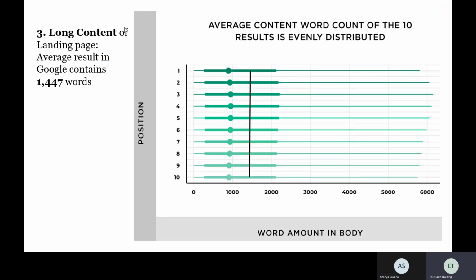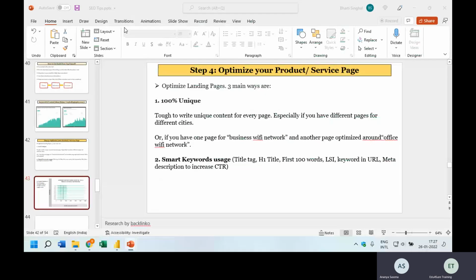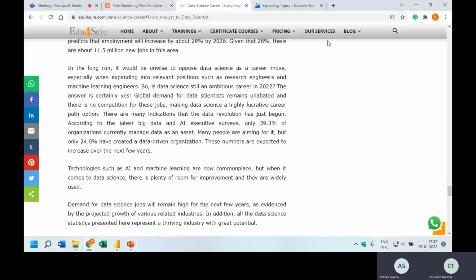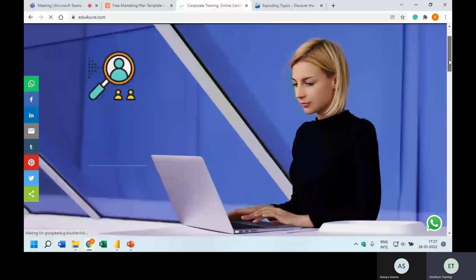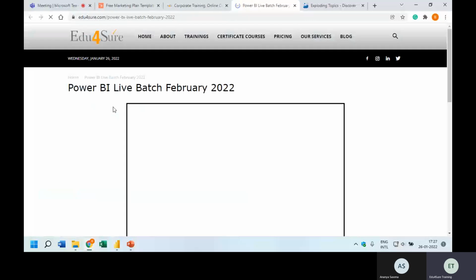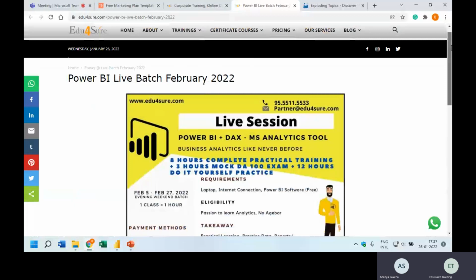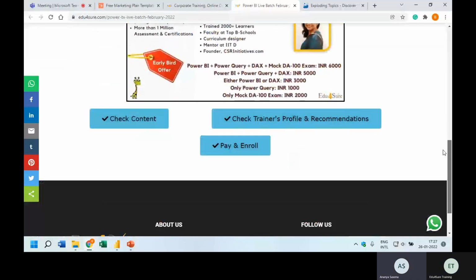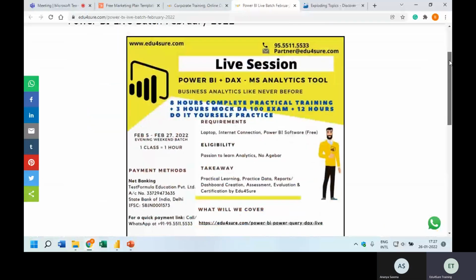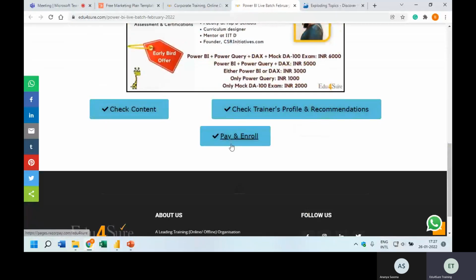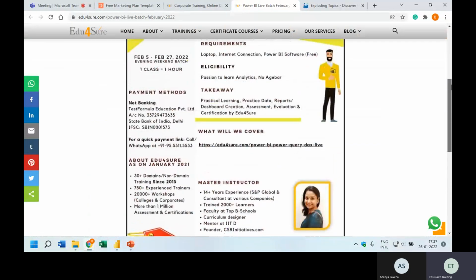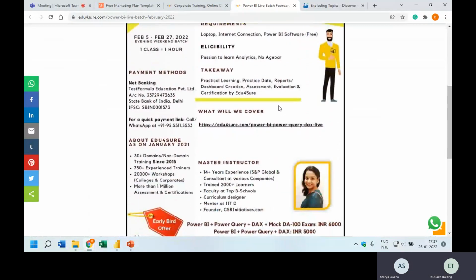Now just do not mention, for example, we had made a mistake. What we do, we put a page like this, and suppose we are talking about these courses. Suppose Power Query, Power BI, February batch. We click over here. We are just putting up a simple page. We are using the meta title, but we are not writing any content around it. We are simply giving that you can check our content, you can check the trainer profile, and you can pay and enroll. That's it. And we are having just a brochure, just a poster where the information is there.